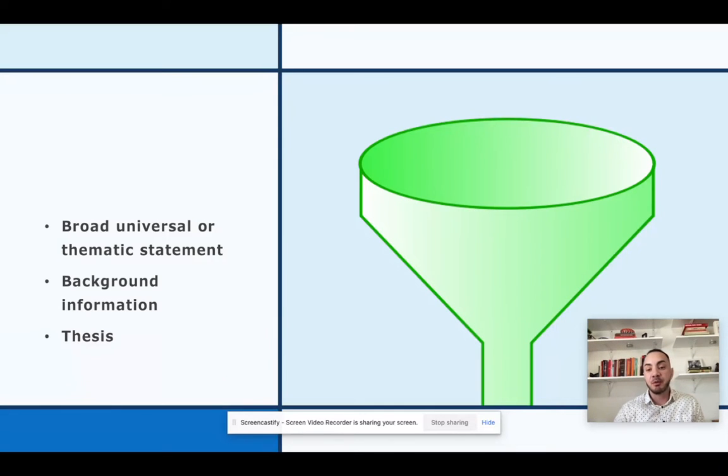Finally, we'll get to the most important piece of the funnel, which is your thesis statement. And in a literary analysis essay, you're going to tell the reader not only what the author is saying or doing in his or her work of literature, but also how the author is doing it, what literary tools or devices are being used. So let's go ahead and take a look at an example together.